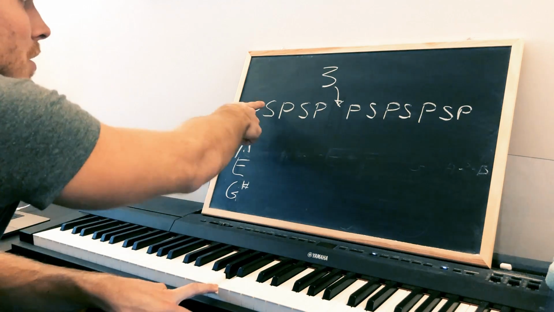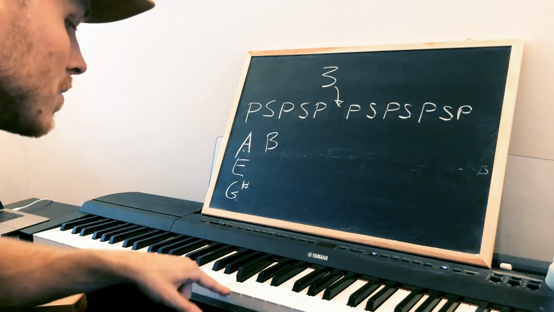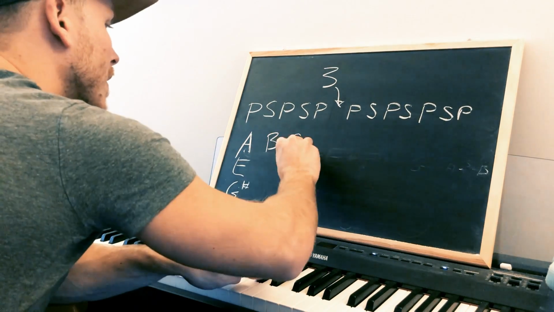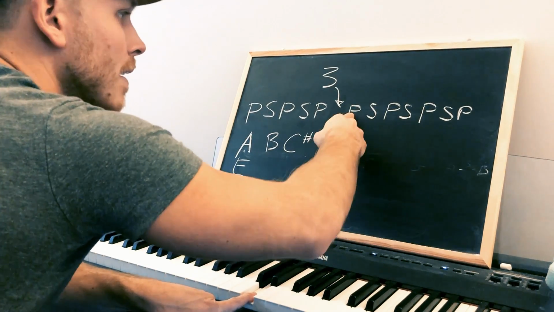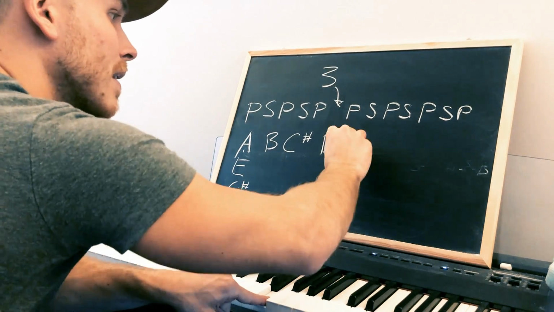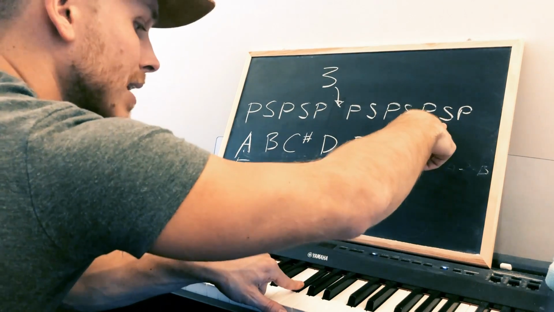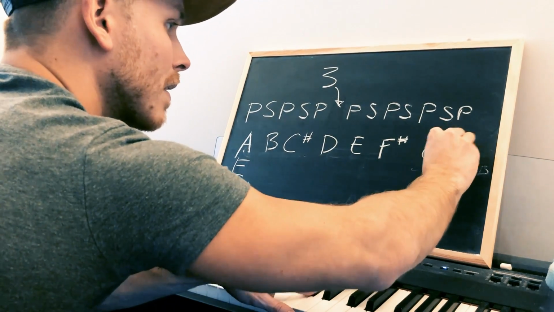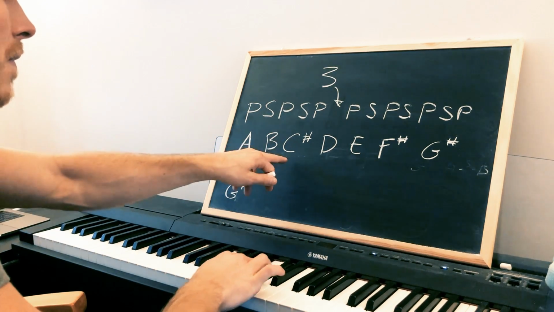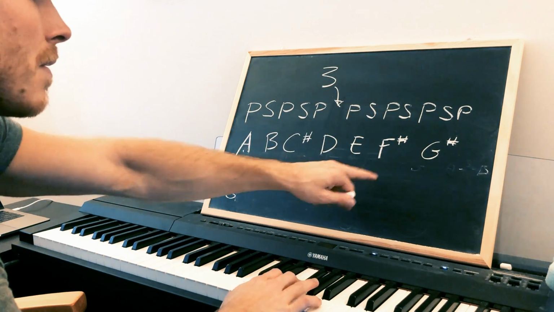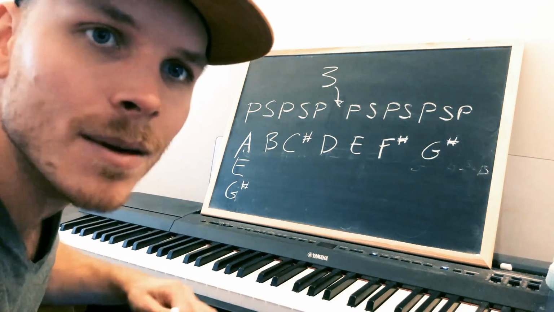A, I'm gonna play a note, skip a note, play a note. That's going to be B. Now what do I have to do? Skip a note, so I have to skip this one, play a note, that's C sharp. Now I simply have to play the next note. D, skip a note, play a note, E, skip a note, play a note, F sharp, skip a note, and play a note, G sharp. Cool? Let's see if this is correct. That's correct. So this formula also works for the A major scale.